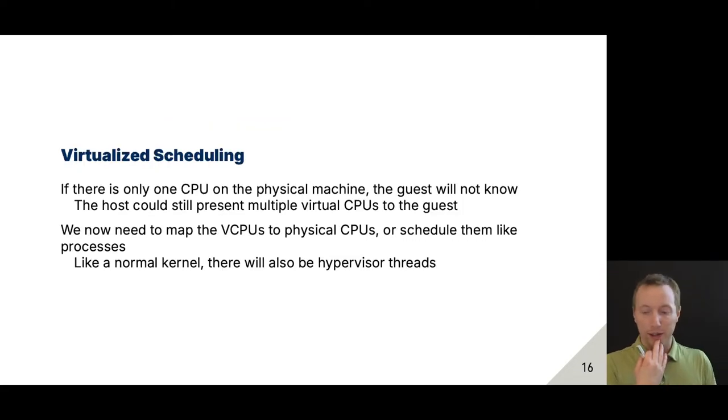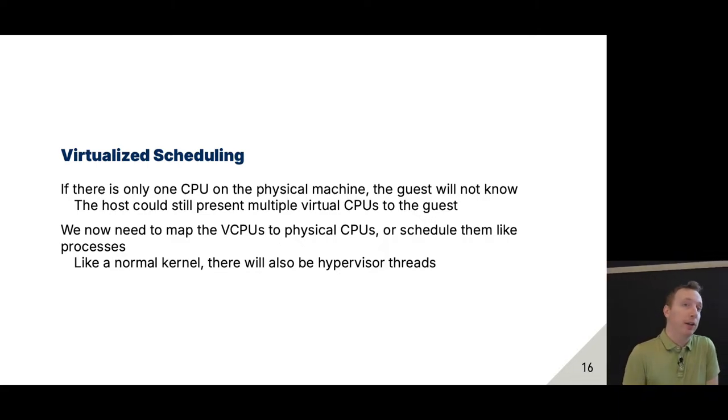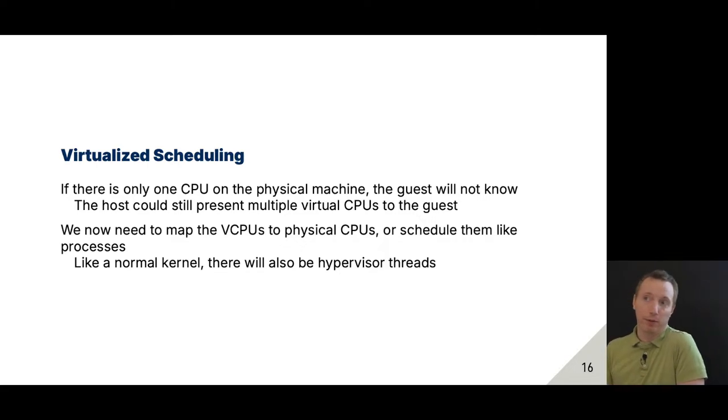So we can talk briefly about what the hypervisor has to do. It has to do some scheduling. If there's only one CPU on the physical machine, the guest doesn't know it. You could lie to the guest and say, I have 100 CPUs. You could present as many virtual CPUs as you want to the guest. Then in your hypervisor, you can map the virtual CPUs to physical CPUs or schedule them like processes. And like a normal kernel, there are also hypervisor threads, so your hypervisor would be running in the background, scheduling all of your virtual machines, what to run and which CPU they go onto.